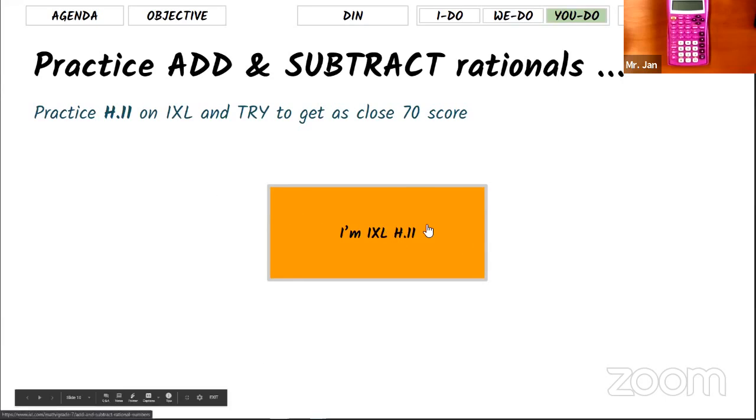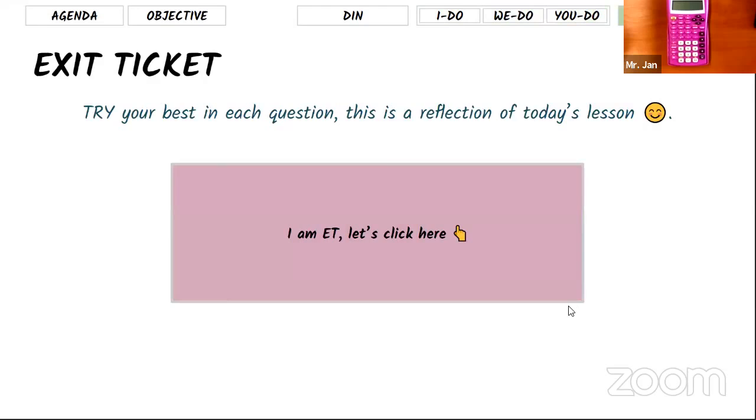So that's IXL. Those are the practices for rationals, adding and subtracting. Once you finish, please go on Google Classroom and turn it in, because this is the assignment that you will receive a grade for. The score to aim for is as close as possible to 70. And the last thing, before you go, there is an exit ticket. If you click this, you can see the exit ticket.